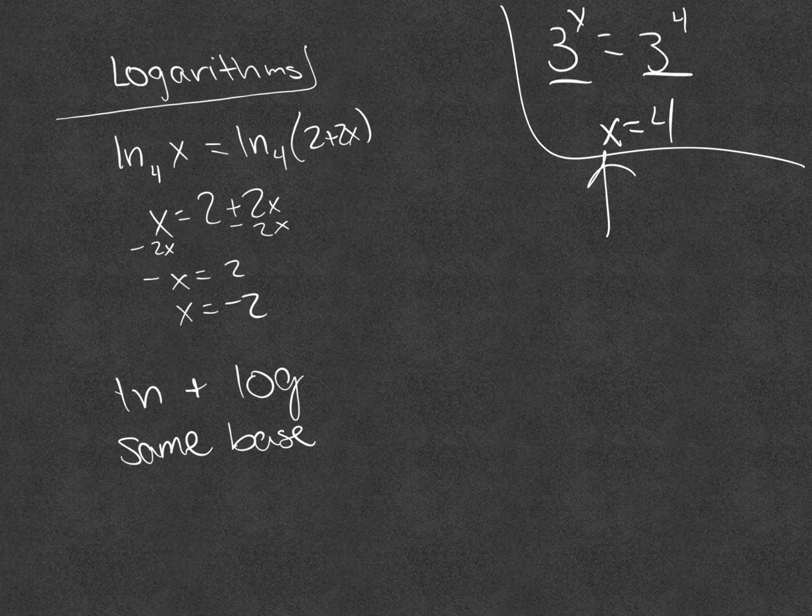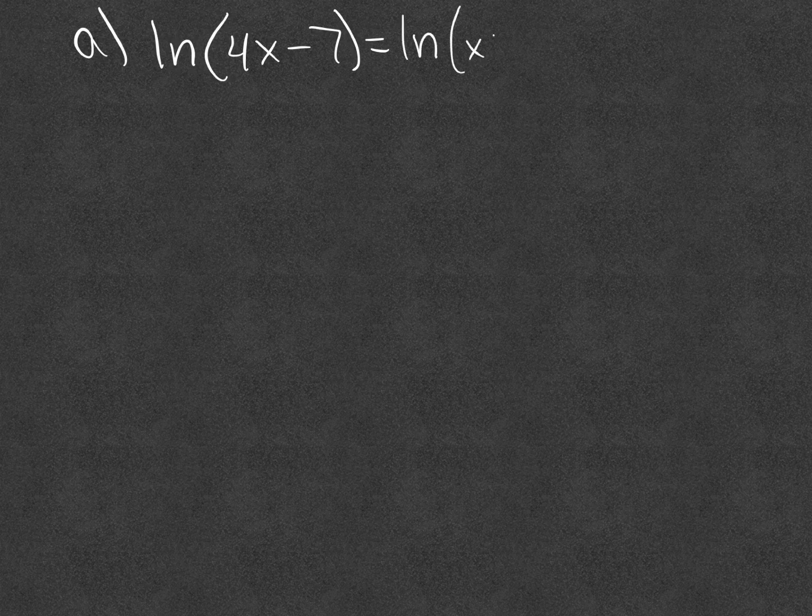All right, let's go ahead and get into that problem, make those disappear. So this first problem, we've got a, the natural log of 4x minus 7 equals the natural log of x plus 5. Well, they have the same base, that imaginary e. So we can go ahead and just set 4x minus 7 equal to x plus 5.